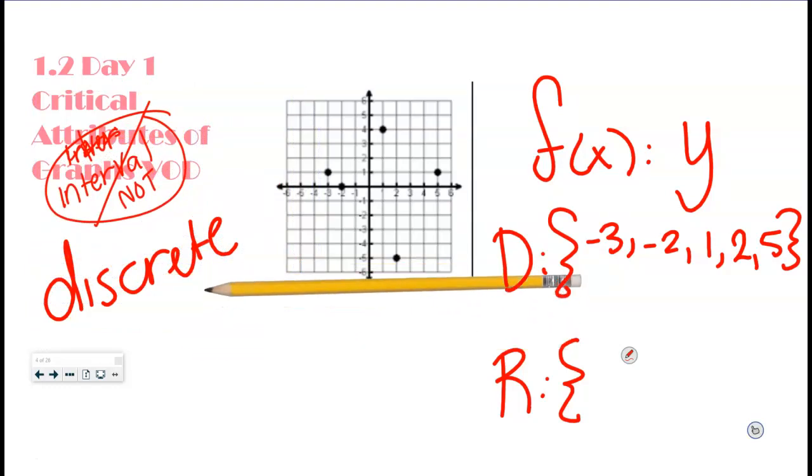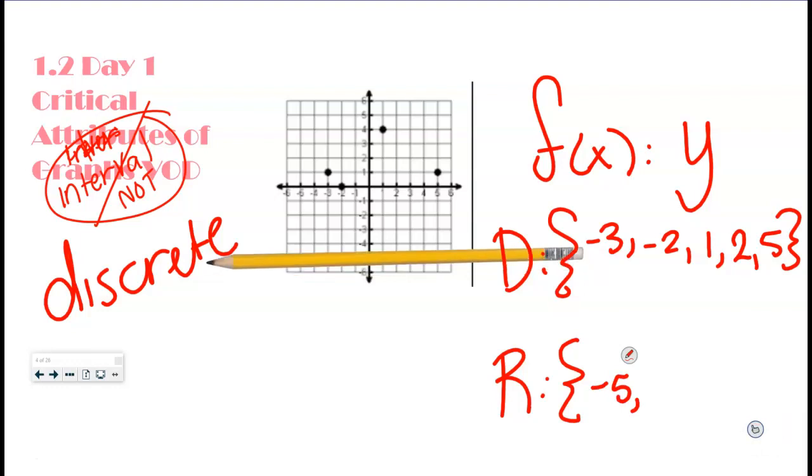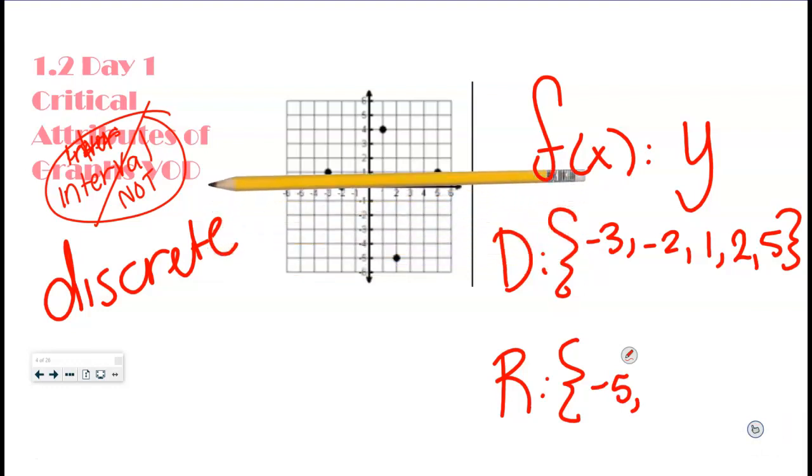Okay, so bottoms up. I land on that first dot at the bottom of the graph, so my very first range value is going to be a -5. -5, and then let's see what happens here as we continue. -5, that's 0 for the range.